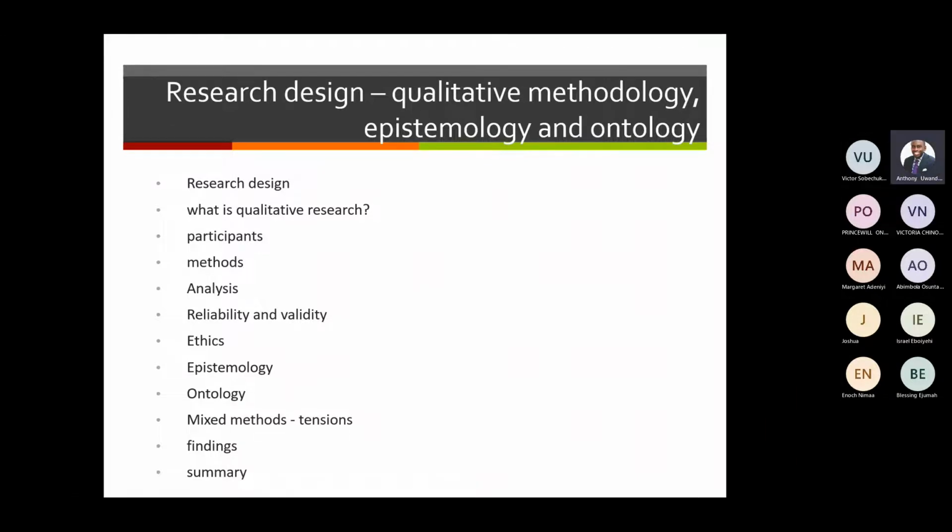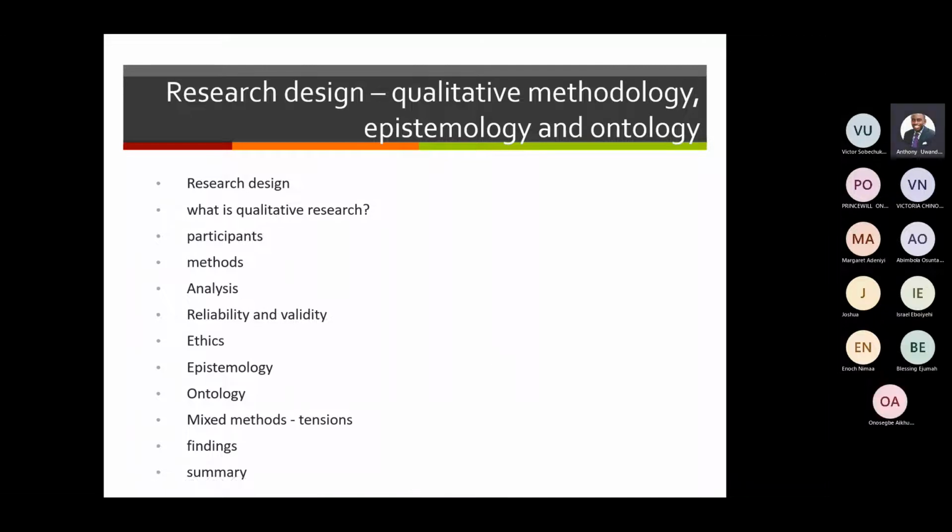So your research design: there's something called ontology, epistemology, and methodology. These three things must be aligned together. Okay, so ontology is the way one views the world, and there are two schools of thought. The first school of thought believes that reality is single, and they are called the positivists.